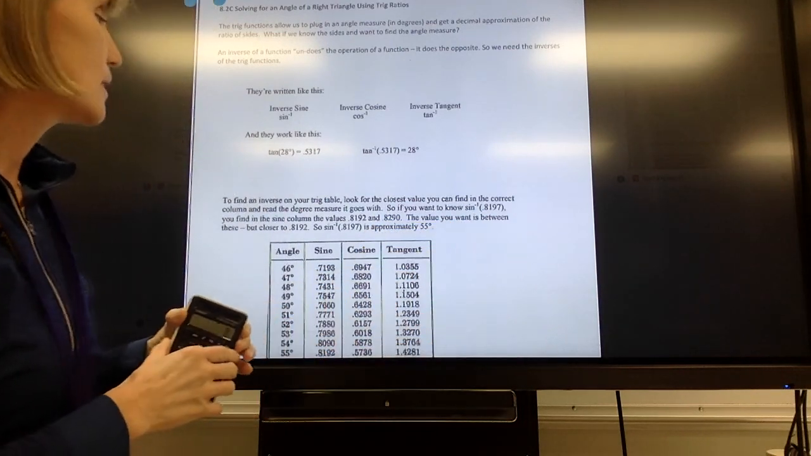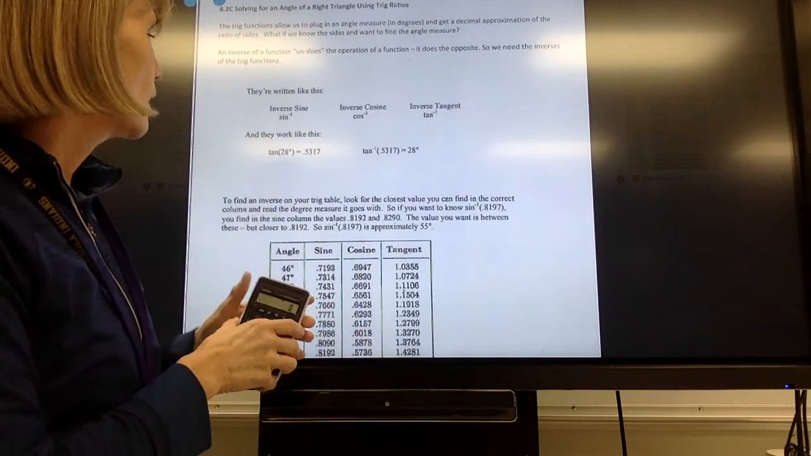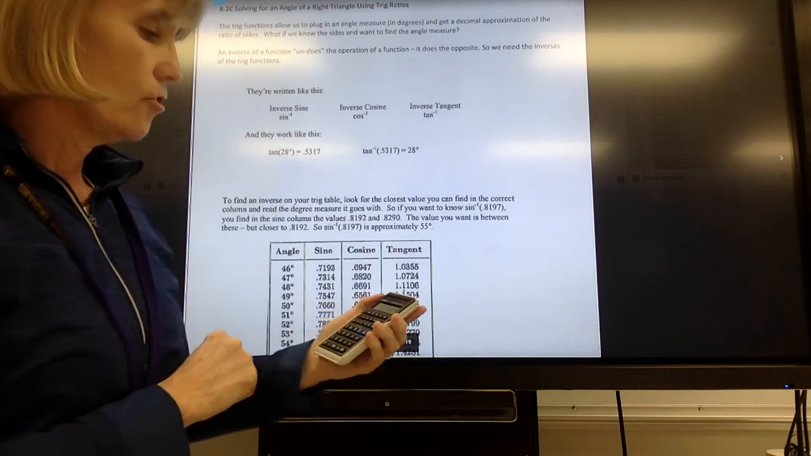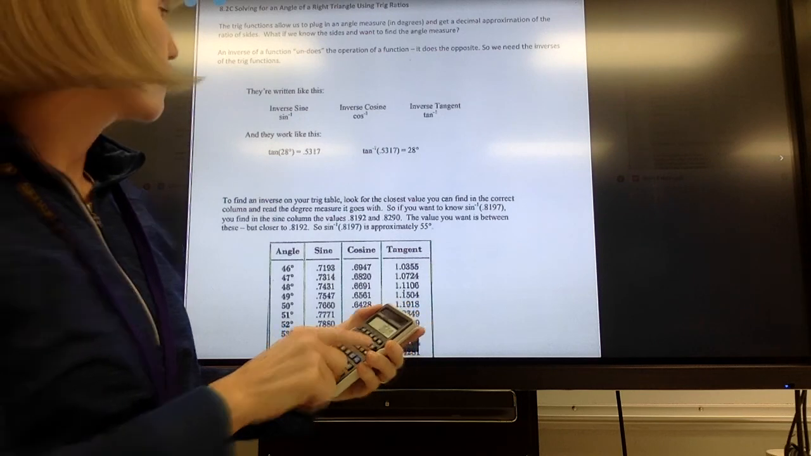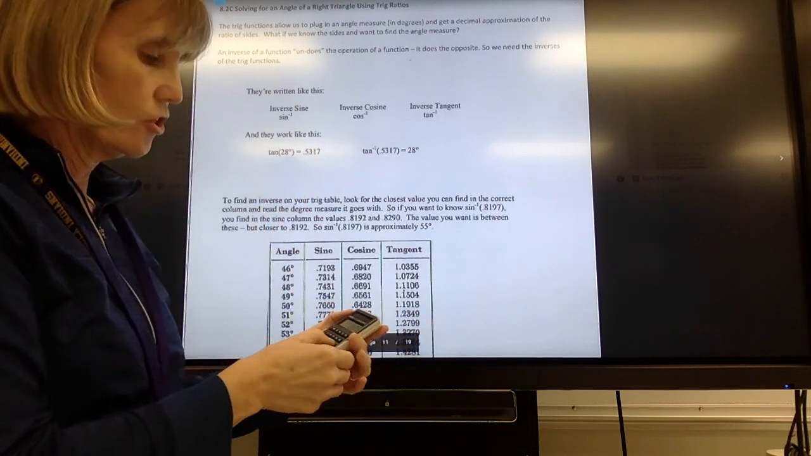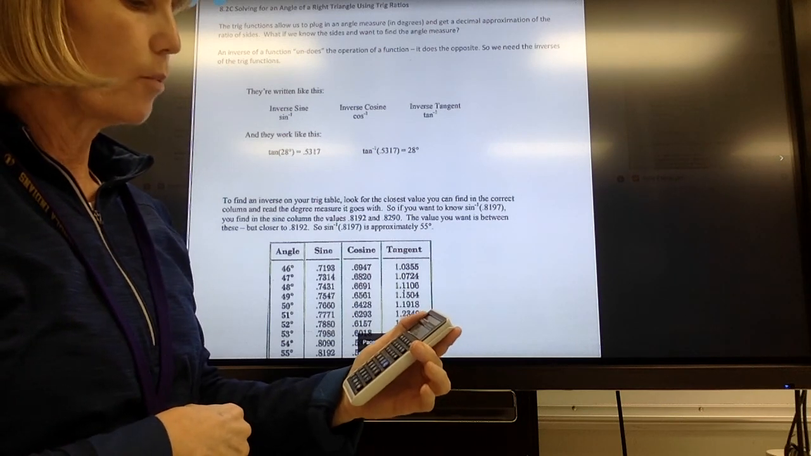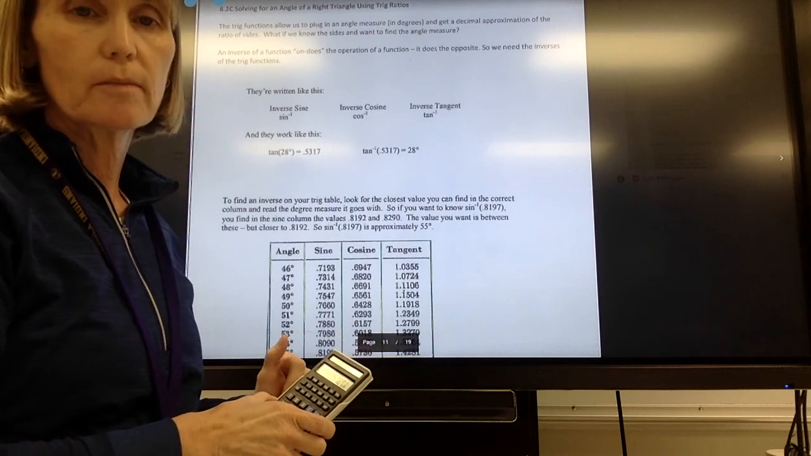Okay, so this time, instead of putting the angle measure in, you're going to put in the decimal that you're given, like the decimal 0.5317, and you're going to hit the shift key, and then the inverse. In this case, I want the inverse tangent, so I'm going to hit shift, and then the tangent button. And I get 29.999, so we're going to round that to the nearest degree, or 30 degrees.